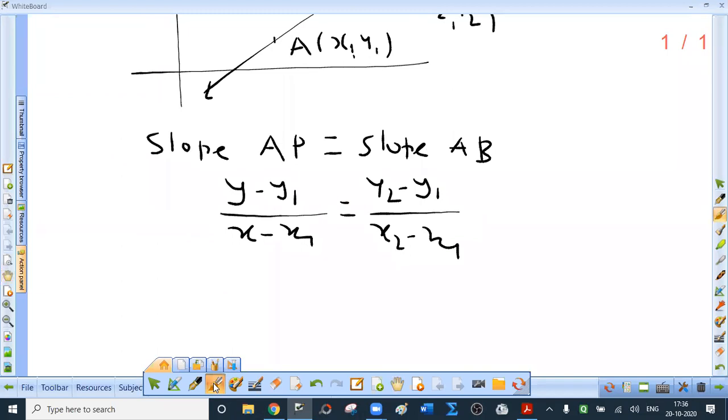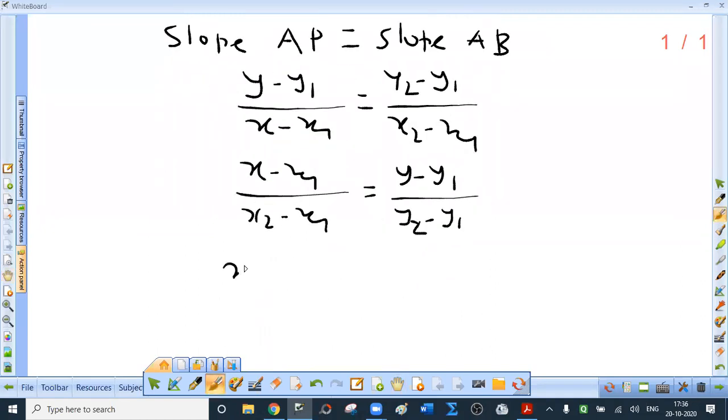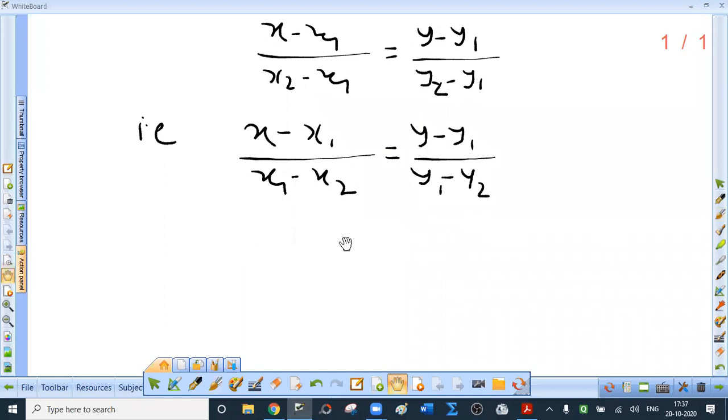Rearrange the terms to get (x minus x1) upon (x2 minus x1) equals (y minus y1) upon (y2 minus y1). The same can be written as (x minus x1) upon (x1 minus x2) equals (y minus y1) upon (y1 minus y2). Okay, so this is the equation of a line in which form? In 2-point form. So this is the second form.